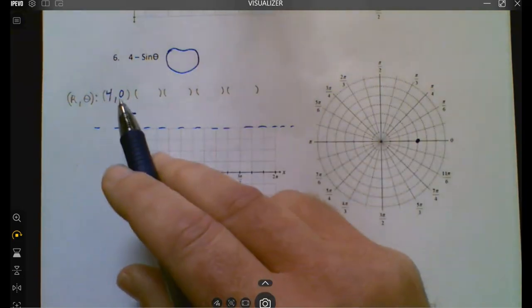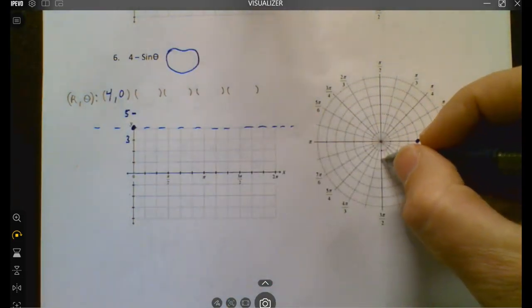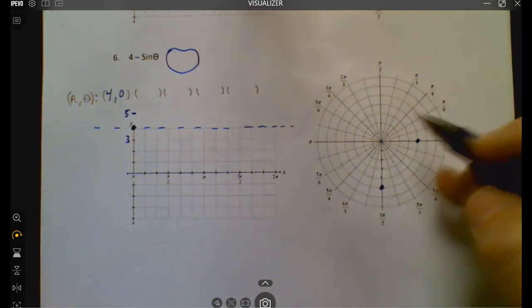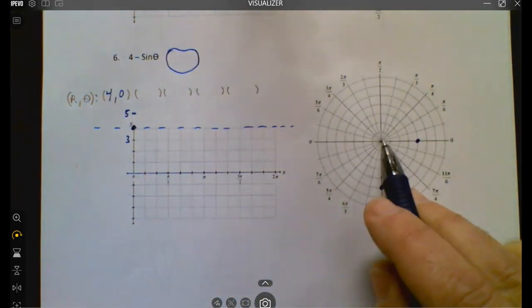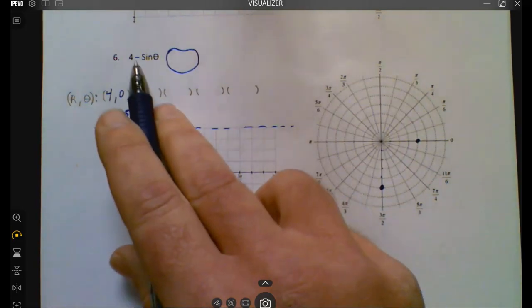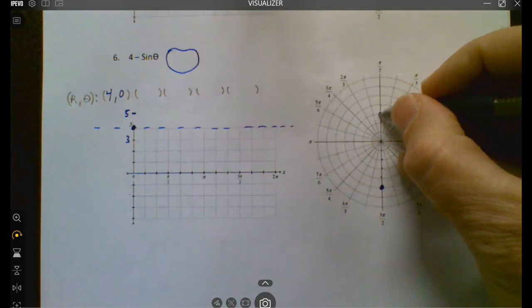I still look at their sum and their difference for the large radius and the small one. If I add those together, it's 5. 1, 2, 3, 4, 5. And remember, with these the graphs don't hit the origin. They go above it and below it. So my small radius, their difference, is 3. 1, 2, 3.